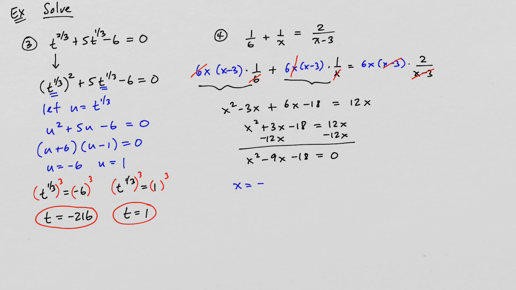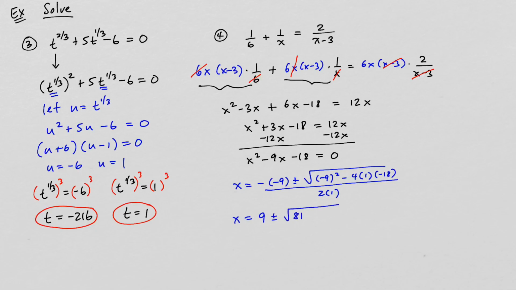So we'll get x equals negative 9 plus or minus the square root of negative 9 squared minus 4 times 1 times negative 18, all divided by 2 times 1. This is 9 plus or minus the square root of 81 plus 72 divided by 2. And this is 9 plus or minus the square root of 153 divided by 2.